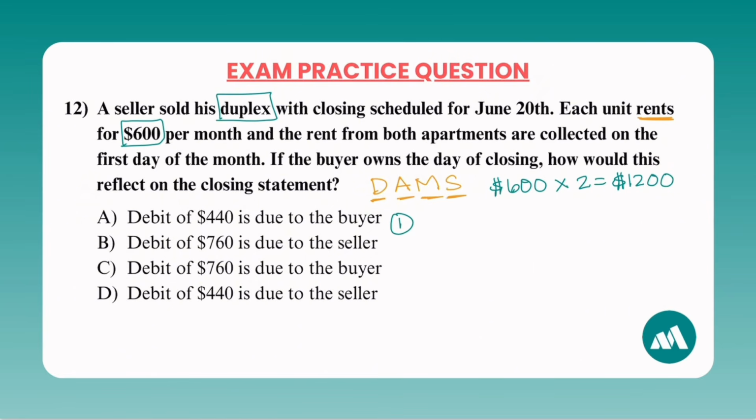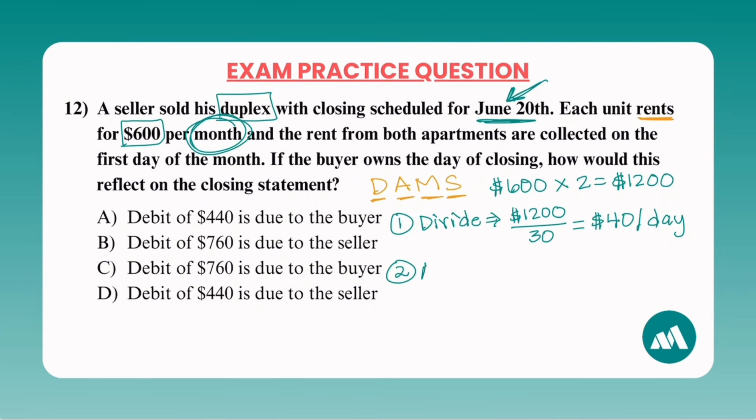So our first step is to divide. So we're going to divide the amount of rent, $1,200, and since it's a monthly amount, we're only going to use the number of days in the closing month, which is June. Whenever you're prorating a monthly amount, you're only going to use either 30 or 31 days. June has 30 days in it, so we're going to use 30 days here. So that is going to give us a total of $40 per day.